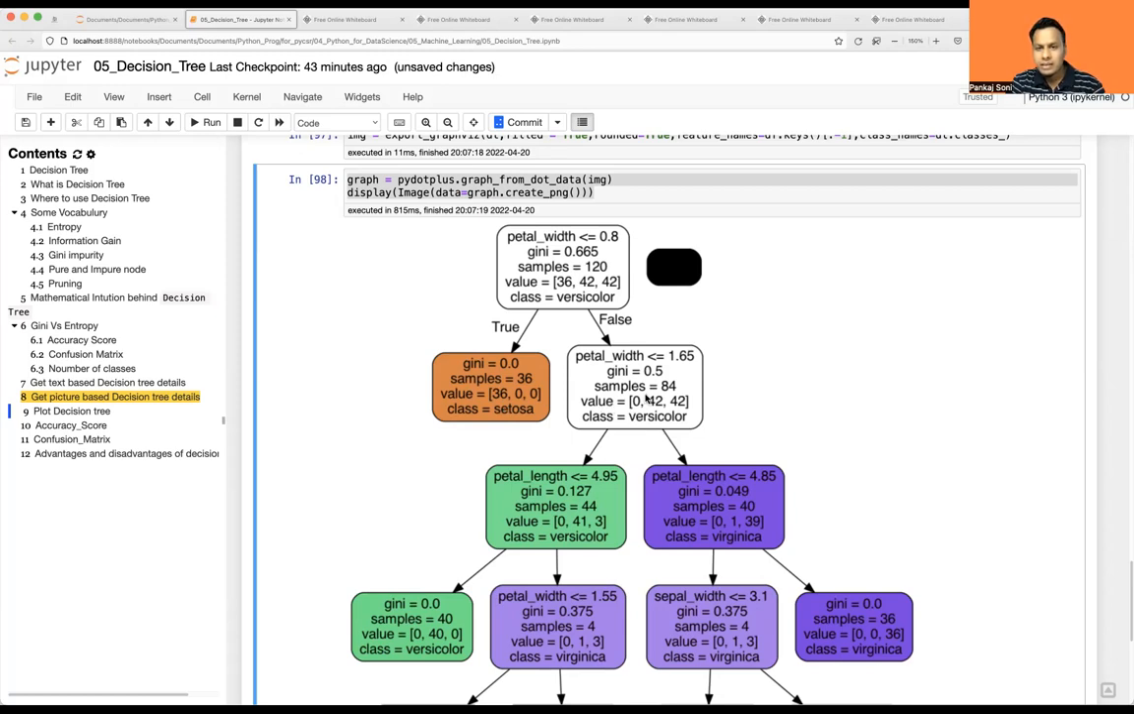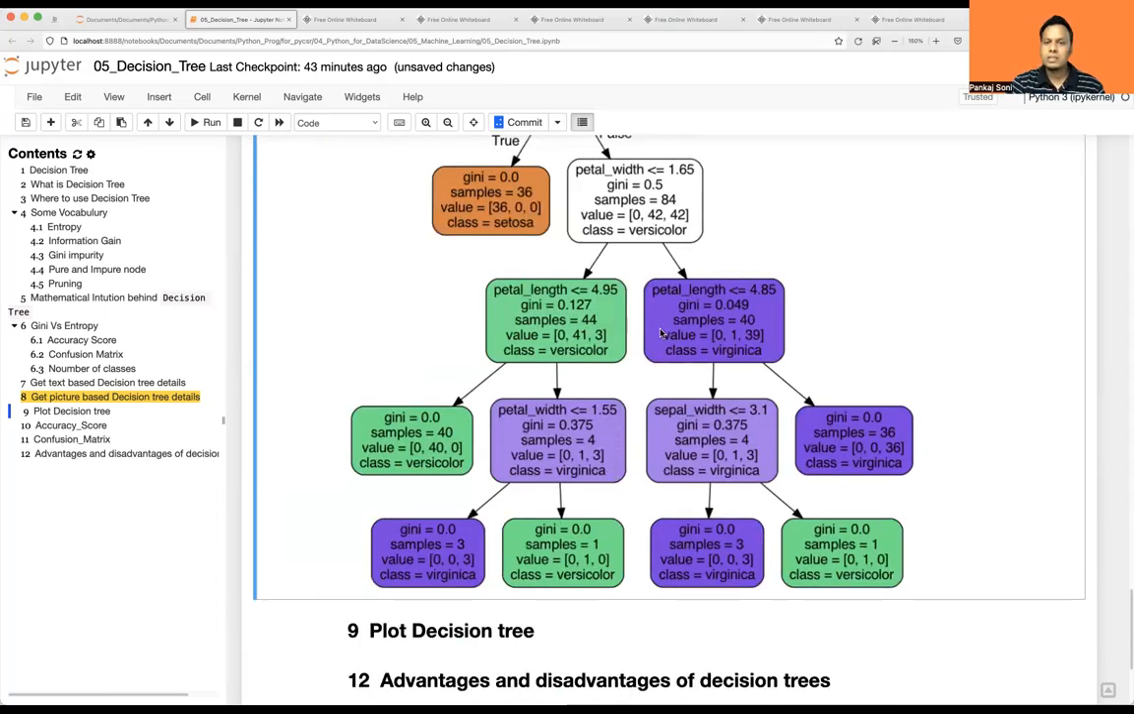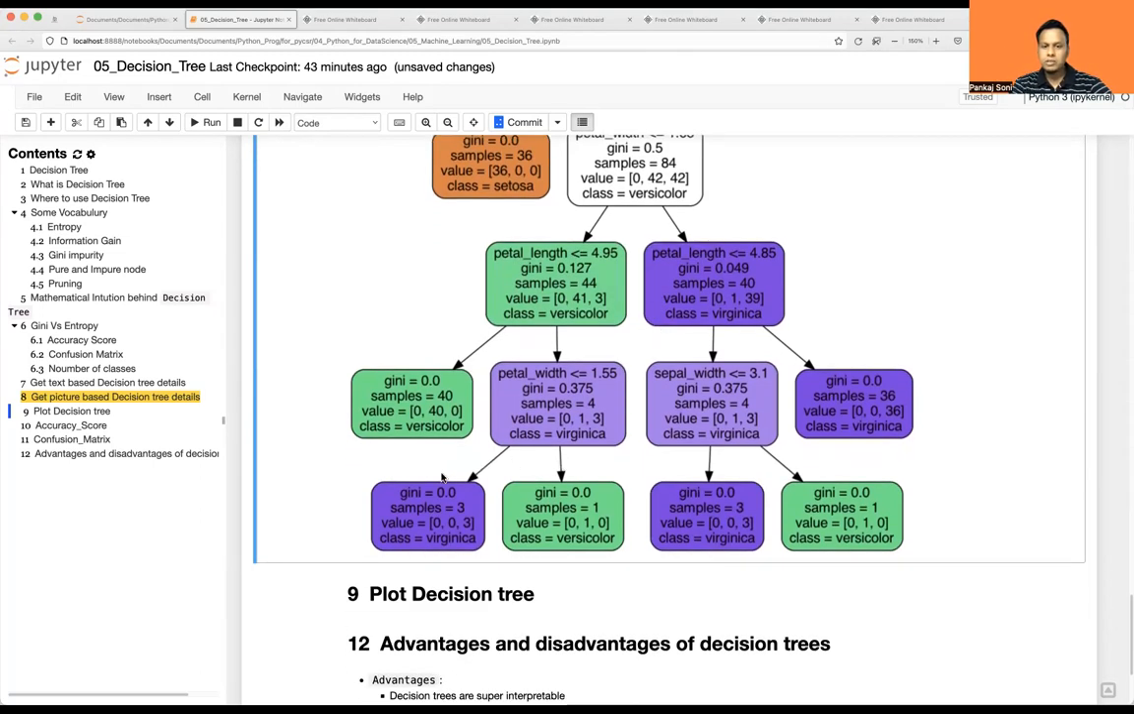Under this particular node, this is not a pure node, this is called an impure node, because here we still see two categories, 42 and 42. One belongs to versicolor and one belongs to virginica. Again, putting a condition like that, you just keep dividing in a recursive way, and finally you will reach every node which has only one class.